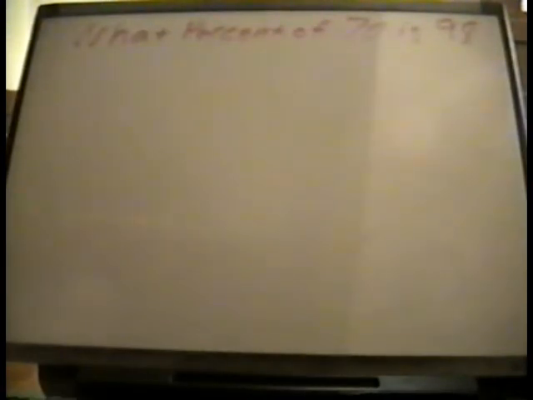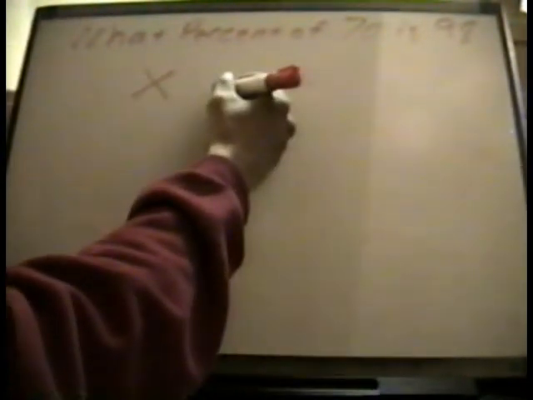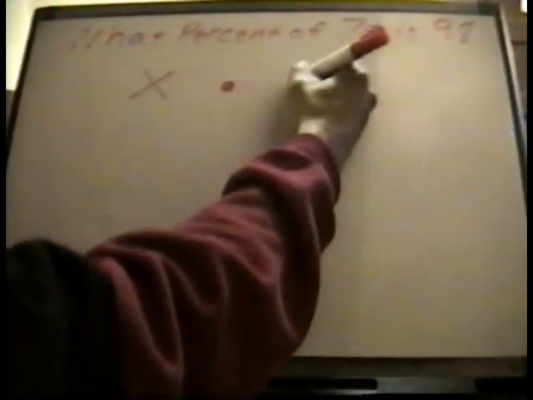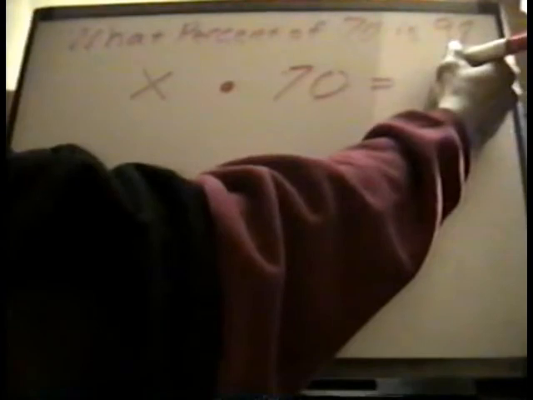Now that brings us to: what percent of 70 is 98? We want to know how to convert this into an equation, and then how to deal with the equation. Now for percentages, what percent becomes our x. What percent of 70 is 98?